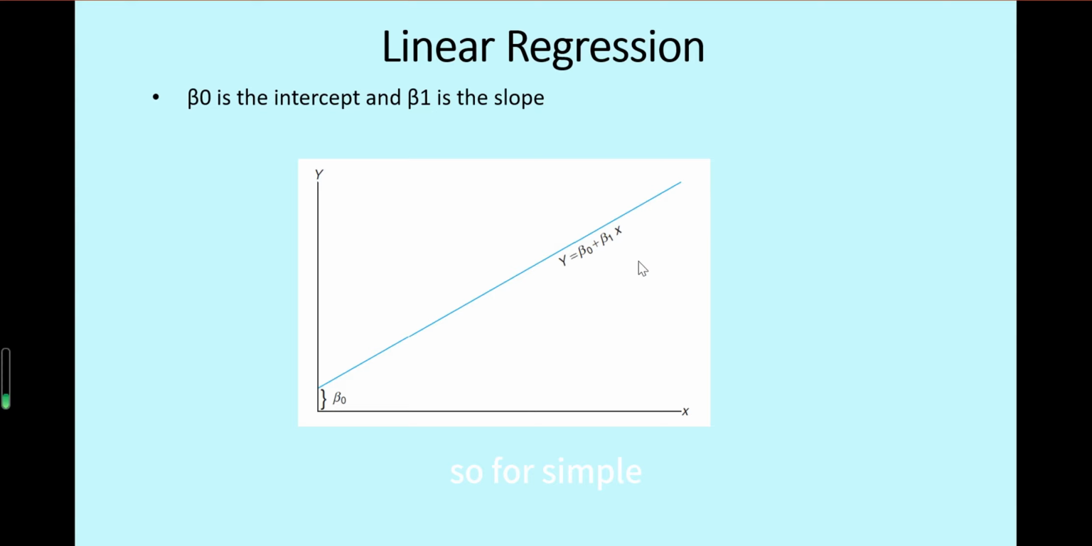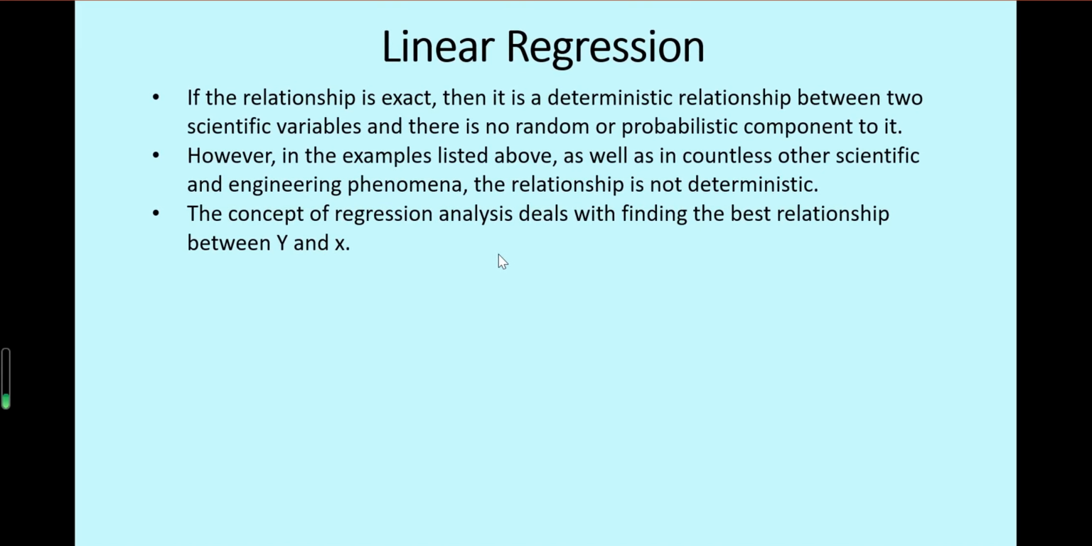So for simple linear regression, we can show the dependent variable and independent variable in a straight line in this figure. Beta 0 is the intercept, and beta 1 determines the line's position or the angle of this line. It's a coefficient. So we can see it's a deterministic relationship between two scientific variables.